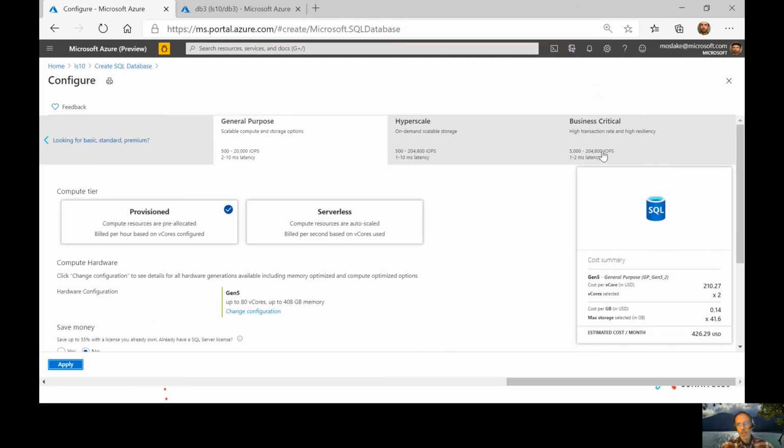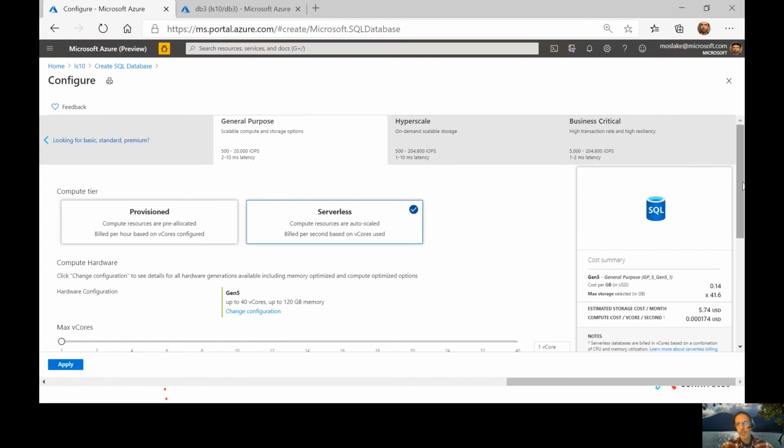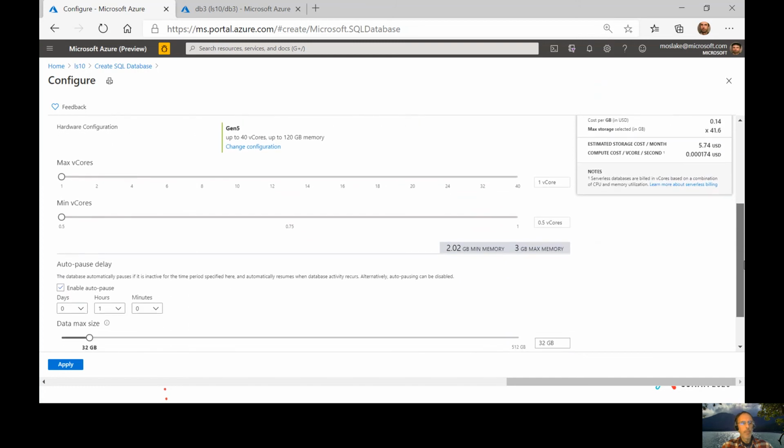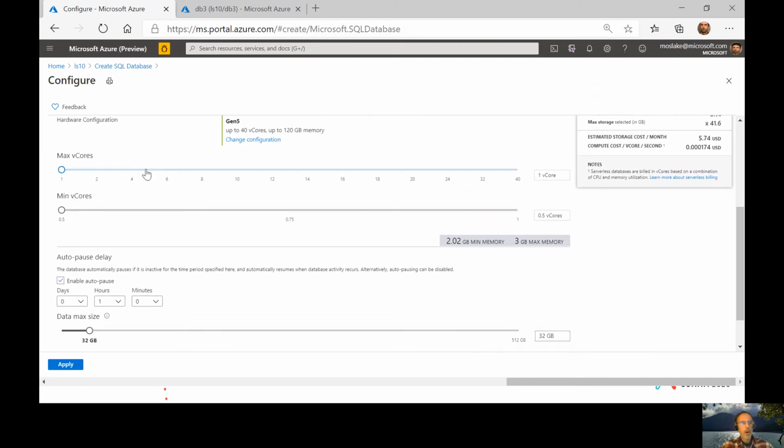Click Configure Database. And then you'll see that the workflow has defaulted the creation of this database into the general purpose tier. And I have a choice to create it in either provision compute or serverless. So I'll select serverless. And next what we'll see are these 3 serverless configuration parameters: max vcores, min vcores, and auto pause delay.